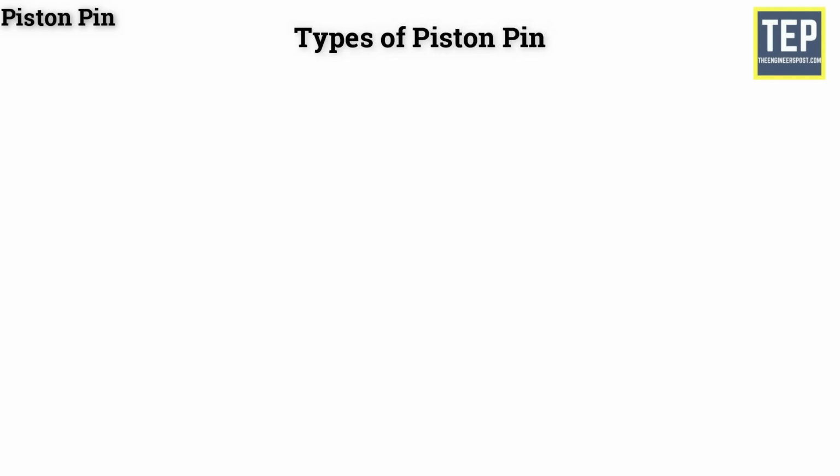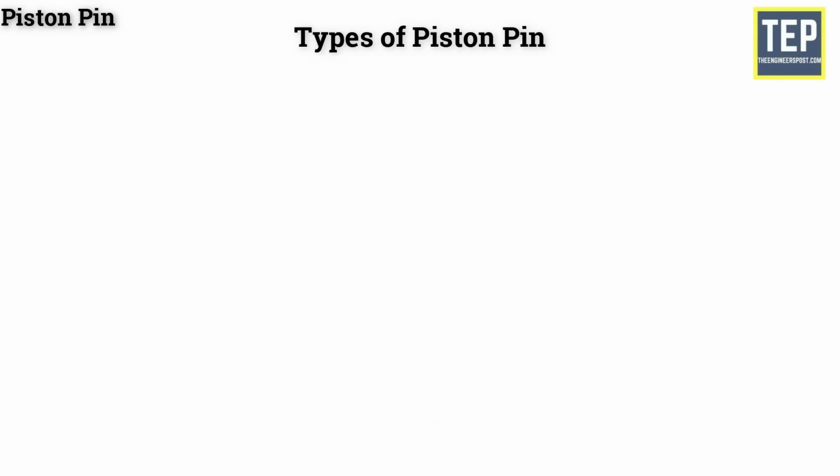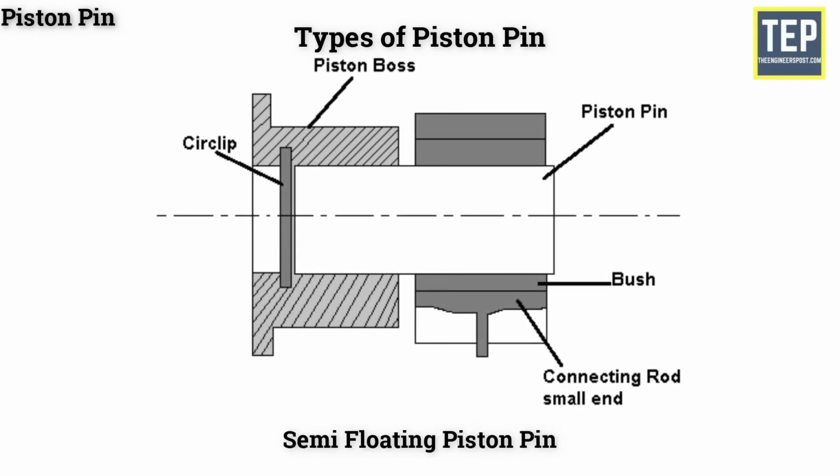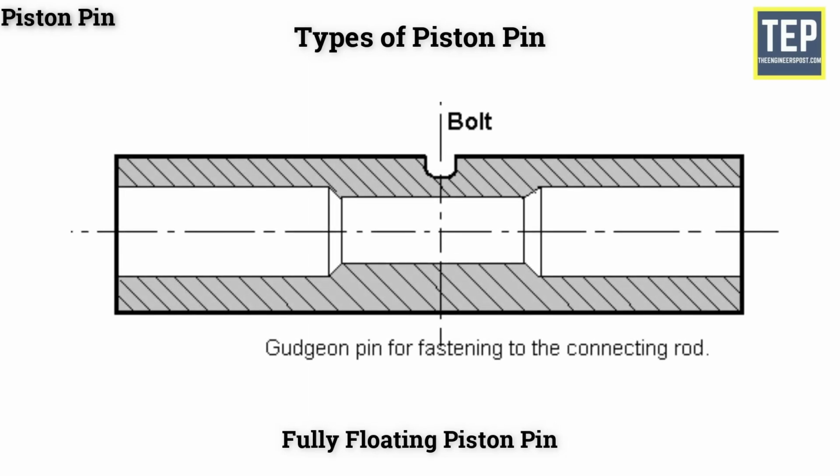Mainly there are 3 types of piston pins available. They are set screw type piston pin. This pin is fastened to the piston by a set screw. Semi-floating piston pin. It is fastened to the connecting rod with the clamp screw. Fully floating piston pin. The pin floats in both the piston bosses and the small end of connecting rod. It is prevented from coming in contact with the cylinder wall by 2 circlips.